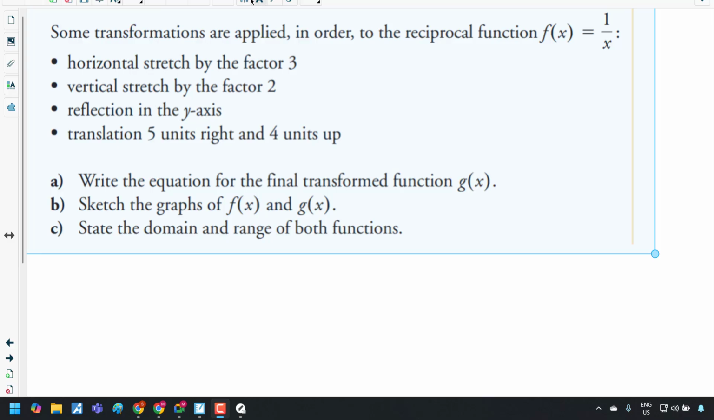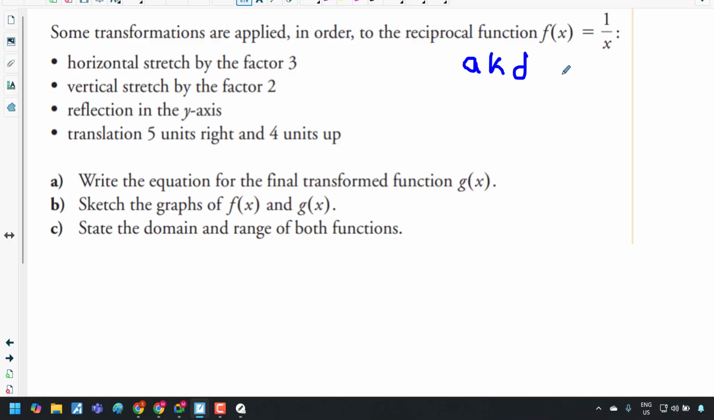All right, so this is the next question. Some transformations are applied to the reciprocal function, f of x equals 1 over x. So that's our parent function. These are the transformations. Very first thing I need you to do is label these transformations using the letters A, K, D, and C. So tell me what my values for A, K, D, and C are based off these words.